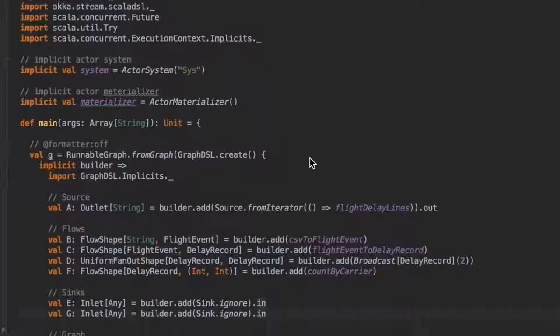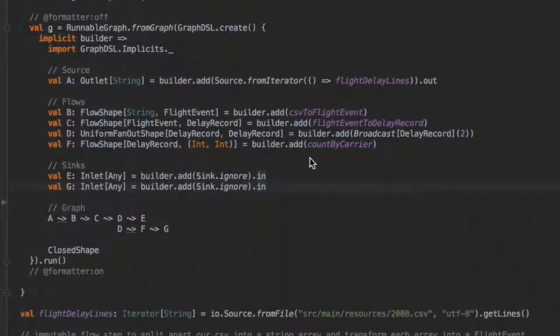Programmers write code in a high-level language, something easy to understand by humans. But that's actually not what computers need. Computers need machine code, something they understand. Examples of high-level languages are things like Java, C, Scala, Python, things like this.